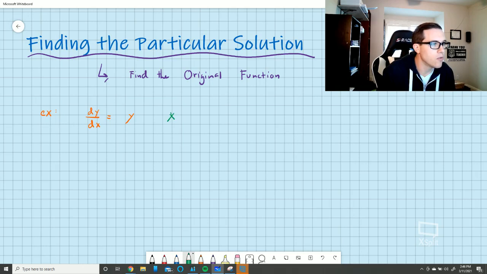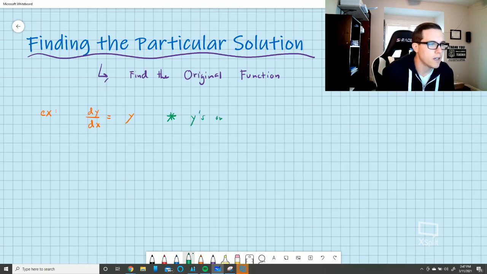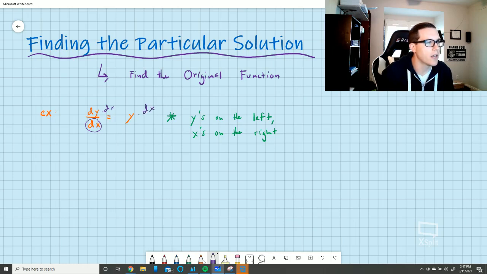What you need to do this is you need to get all of the y terms on the left. So y's on the left. X is on the right. What do I mean by that? Well, we're going to do something we've never really seen before, but because of the way we're using the notation, it actually is going to allow us to do something pretty cool. So I'm going to multiply both sides by this dx, essentially moving it to the other side, and we're left with dy equals y times dx.